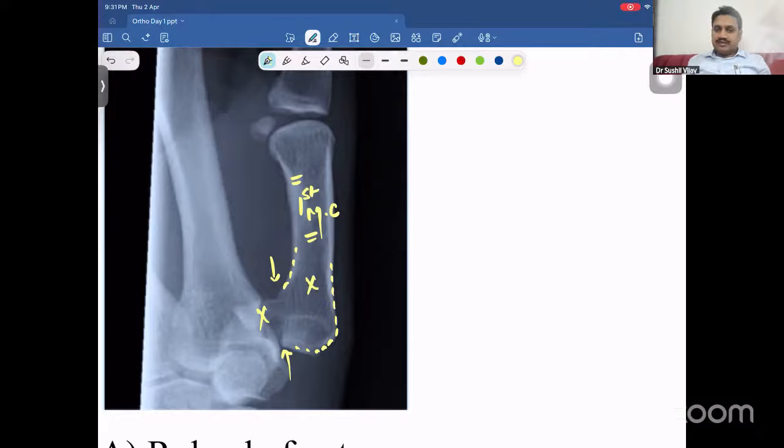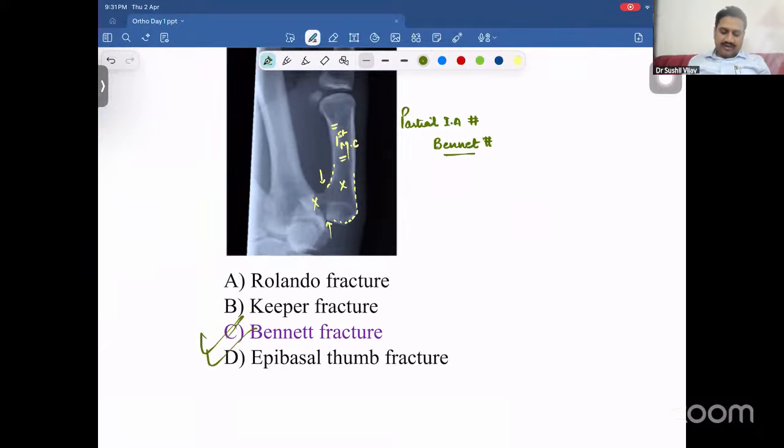What kind of injury is this? This is the partial intra-articular fracture. What is that called as? Bennett. Very good. This is Bennett fracture, right? Okay, this is Bennett fracture.